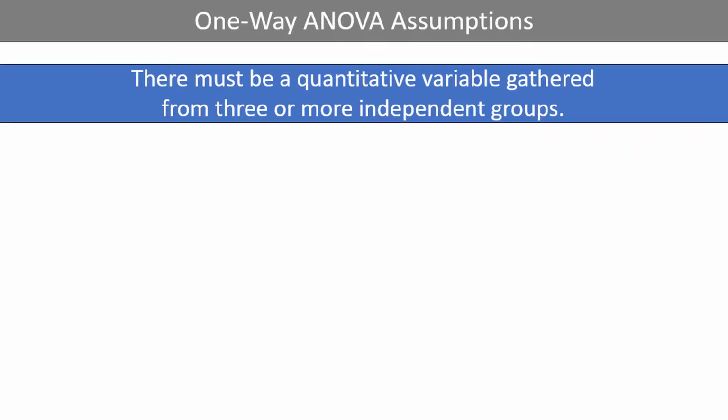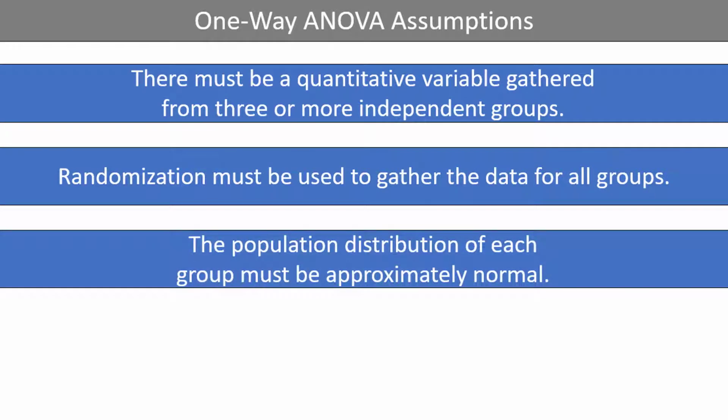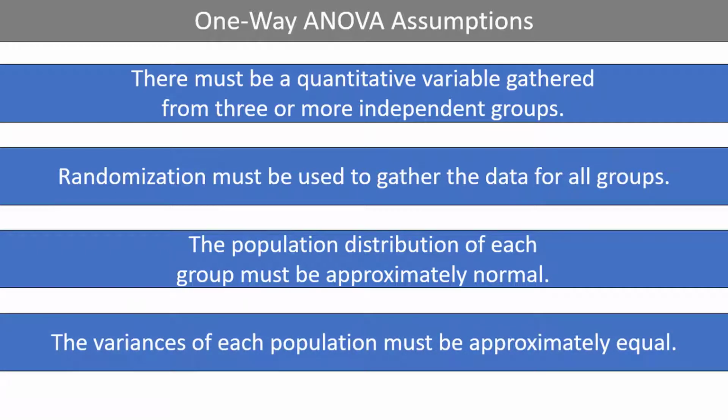Let's quickly discuss the assumptions required in order to conduct a hypothesis test using OneWay ANOVA. There must be a quantitative variable gathered from three or more independent groups. Randomization must be used to gather the data for all groups. The population distribution of each group must be approximately normal. The variances of each population must be approximately equal.